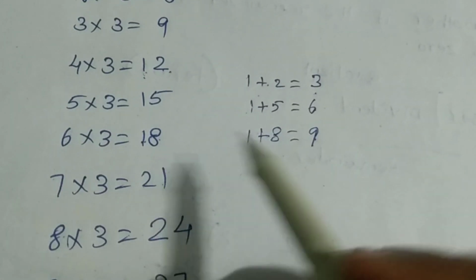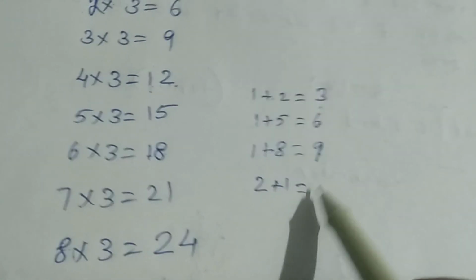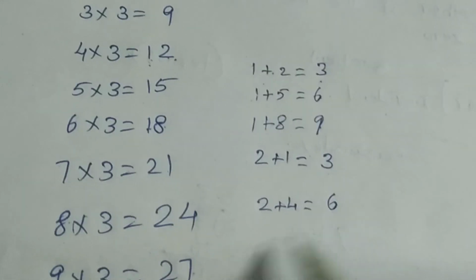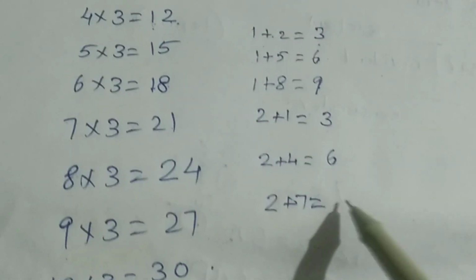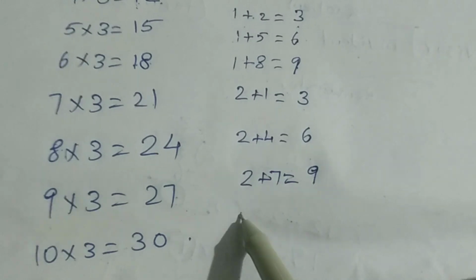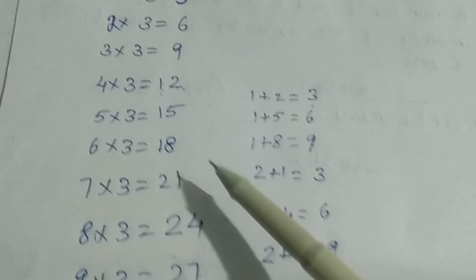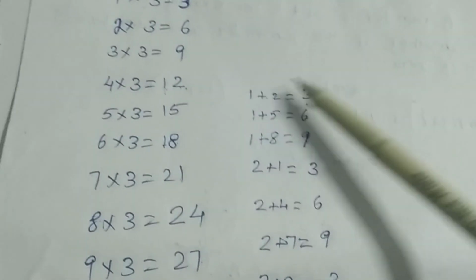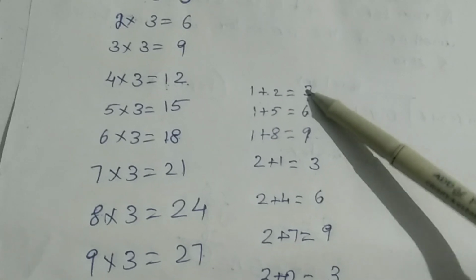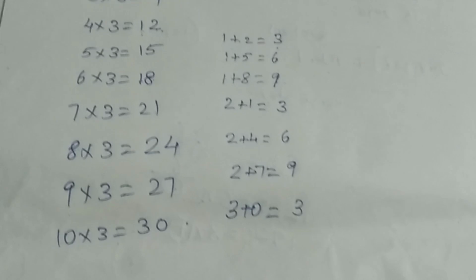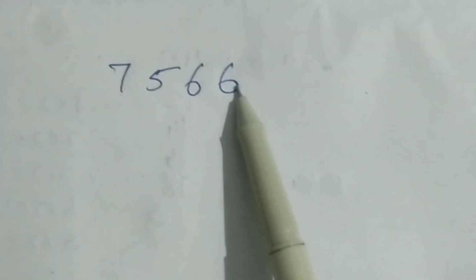So again we are adding the digits: 2 plus 1, the answer is 3. Now 2 plus 4, the answer is 6. Then 2 plus 7, the answer is 9. Then 3 plus 0, the answer is 3 itself. So we are getting the sum of digits of each multiple as 3, 6 or 9. Now we can take another number, 7566. Now we can add the digits of this number.